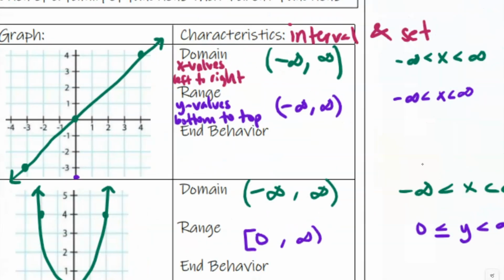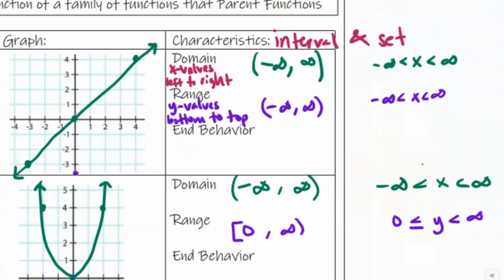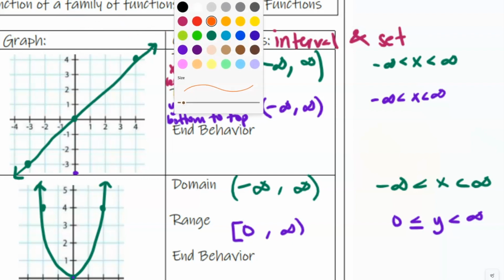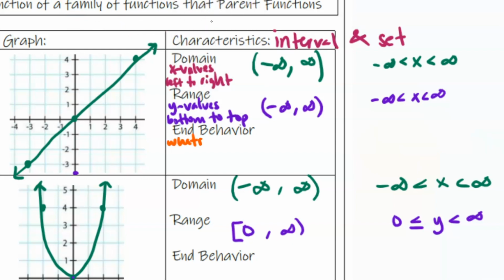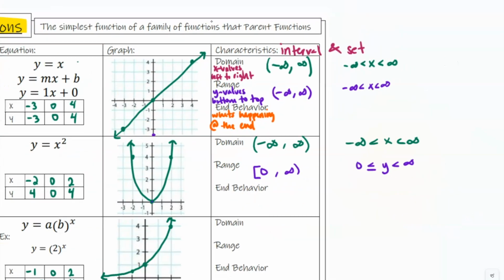All right, we're still looking at characteristics. The last one we're going to take a look at for right now is called end behavior. It sounds just like it's defined. It's what's happening at the end. So on the end of the graph, this is the end of the graph, this is the end of the graph. What is happening there?